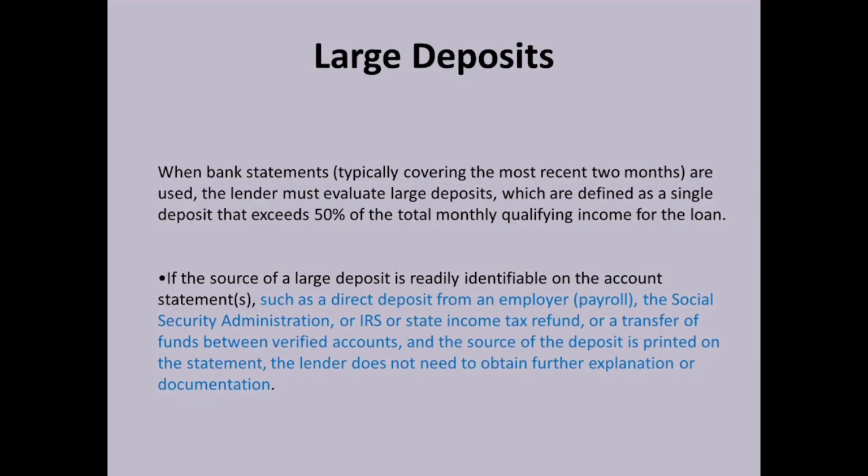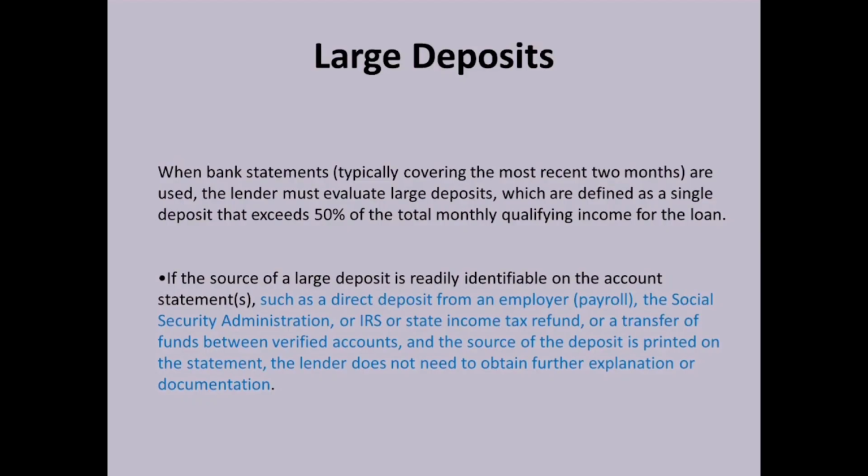So sometimes you can see the name of the borrower, the institution name, or a direct deposit from the employer, Social Security Administration, IRS, state income refund, or transfer of funds between verified accounts. Verified accounts means you can verify from which account the funds are coming in, whether it is a borrower account or a third party or any non-borrower person. So you can verify those accounts. It means you have the source statement in your file, and you can verify.